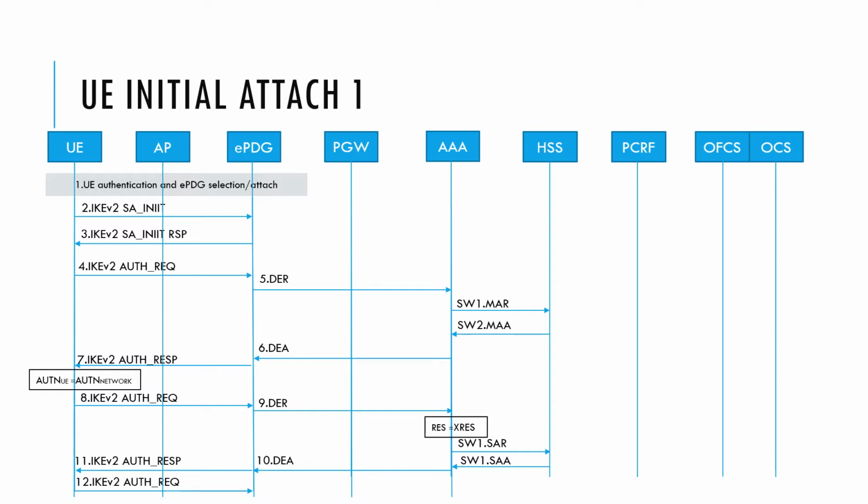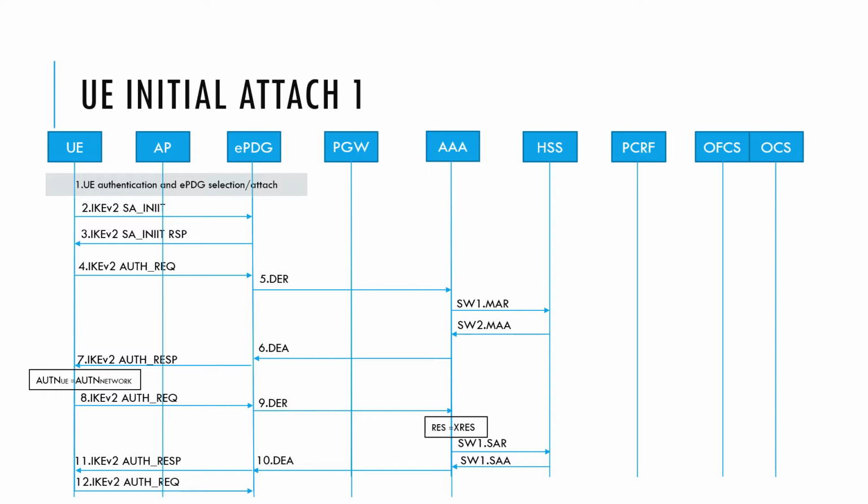Now we have to send a kind of attach request to the EPDG. Here we don't have a message called the attach request like in the LTE attach. Here we are using the IKEv2 protocol, and the IKEv2 protocol has two messages, IKEv2 SA init and IKEv2 auth request. So we are using the second IKEv2 message, which is the IKEv2 auth request. It is kind of an attach request. The IKEv2 auth request goes from the UE to the EPDG. Now the EPDG sends a DER message to the AAA, which is the Diameter EAP request. Now the AAA has to fetch some authentication vectors from the HSS using the MAR message, so the AAA sends the MAR message to the HSS.